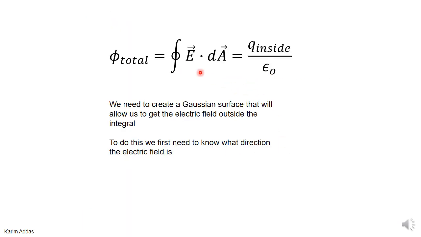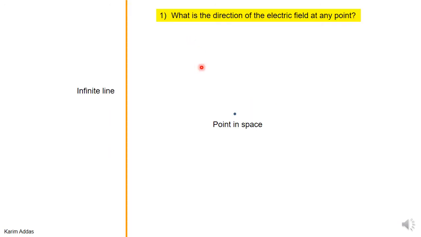So the first thing we need to do to use Gauss's law is to make a Gaussian surface. But we have to make it in a special way so that we can get rid of this dot product. So before we choose our Gaussian surface, we need to know what the electric field looks like. So what direction do you think the electric field would point at any point in space, like this point in space?